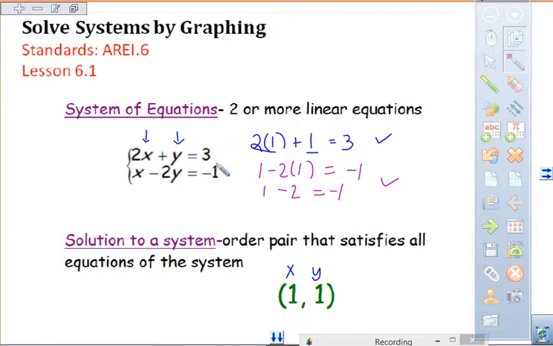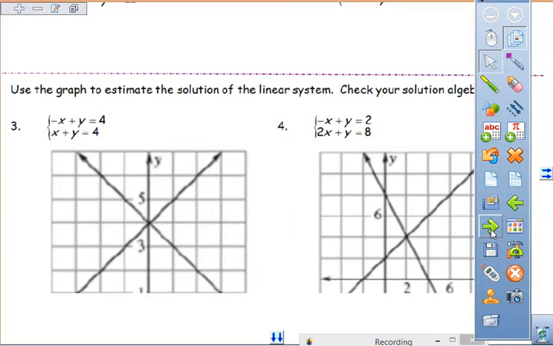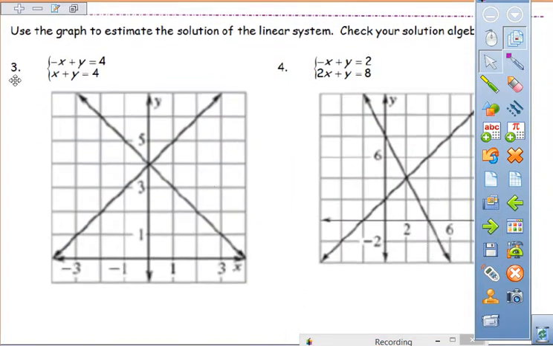What I'm going to be showing you today is how to solve this system to find that intersection point by looking at graphs. On the next slide, we'll do number 3 and number 4 first. I told you we were going to have a system and we were going to look at a graph to find the intersection point. I'm just going to zoom in. Question 3 says, use the graph to estimate the solution of the linear system. Check your solution algebraically.